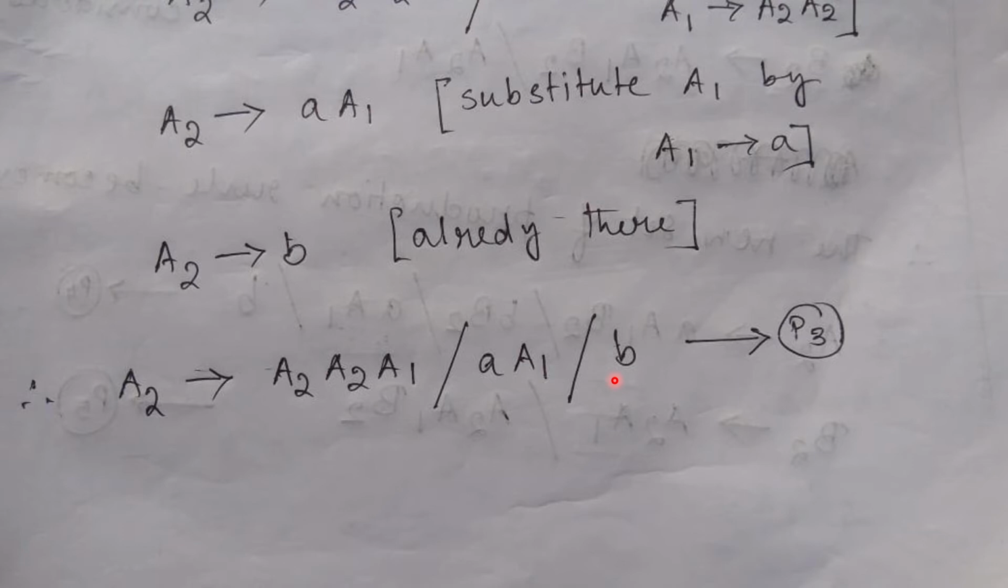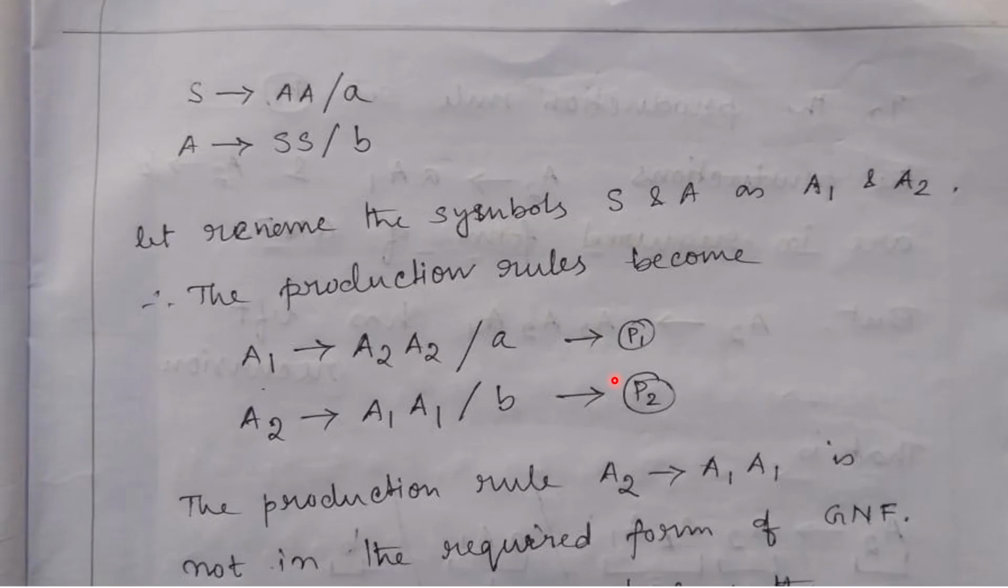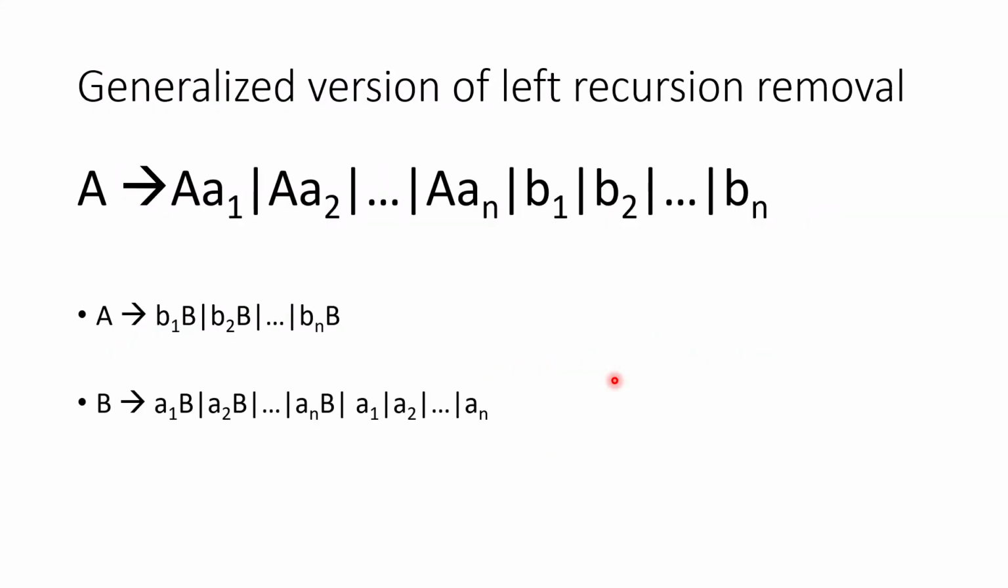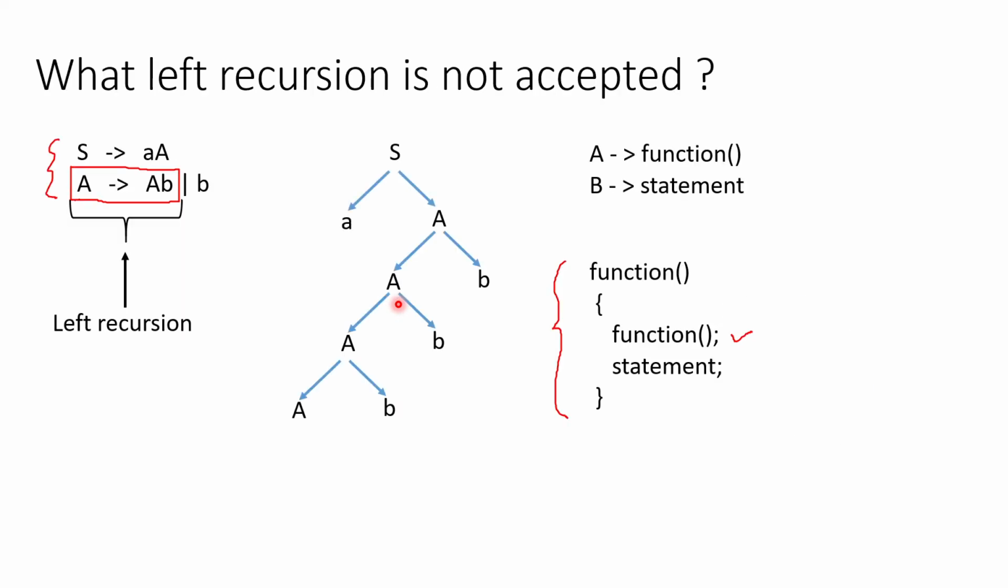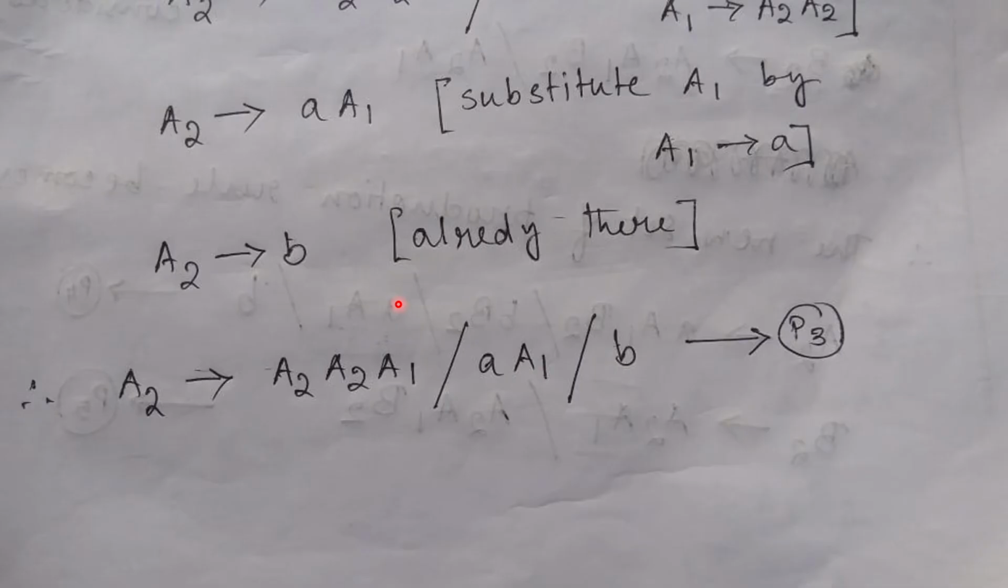Now see, remember one thing. Let's go back to the basic rule of GNF. In case of GNF, what we have seen, if you want to be in GNF, you should follow at least one of these two types of production rule. A non-terminal can be written as a single terminal followed by a string of non-terminals, or a non-terminal can be written by a single terminal.